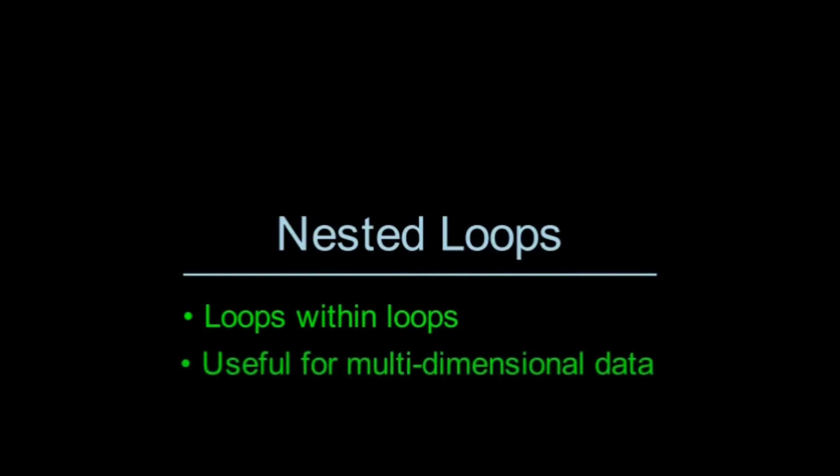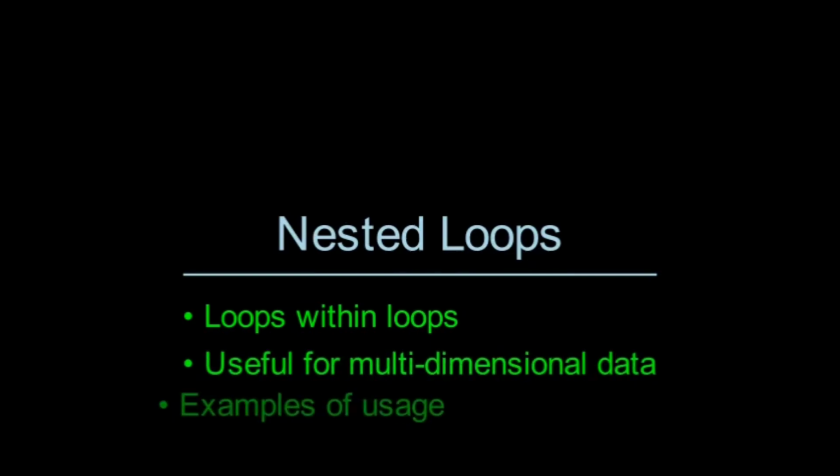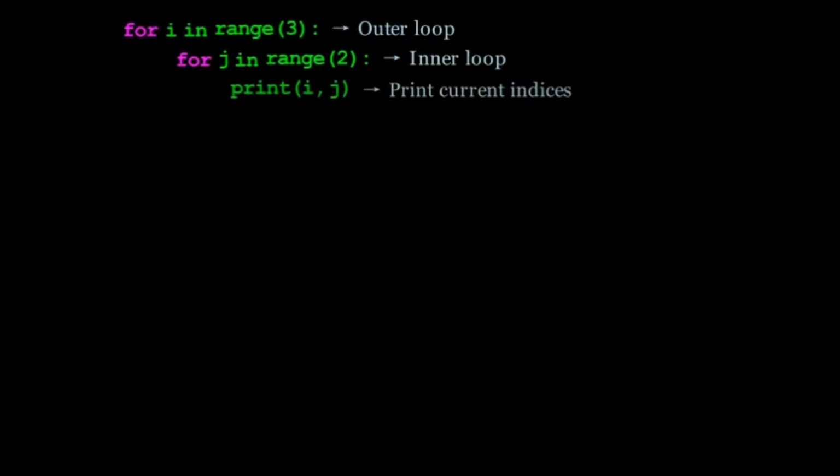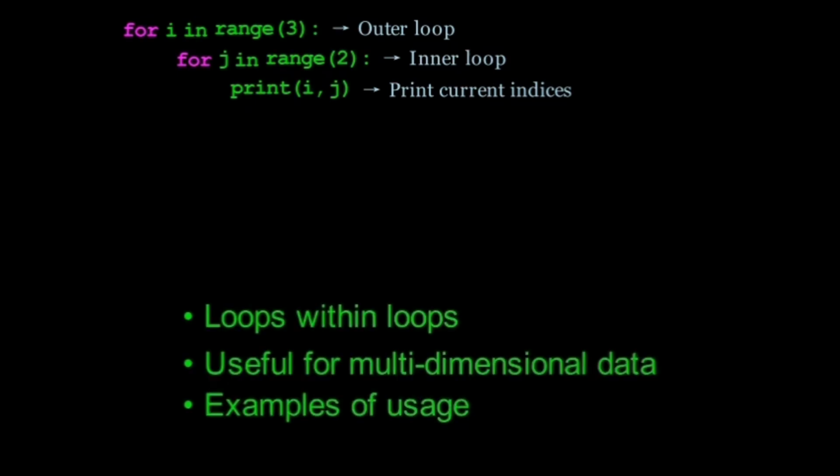Nested loops are loops inside other loops, creating a powerful pattern for working with multi-dimensional data. They are commonly used when processing matrices, tables, or when you need to check combinations of items. In this example, our outer loop runs 3 times with i values from 0 to 2. For each of these iterations, the inner loop runs twice with j values 0 and 1. This creates a total of 6 iterations, printing each combination of i and j.